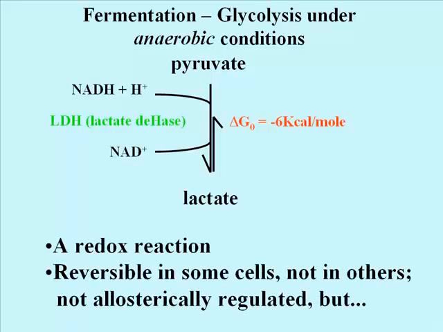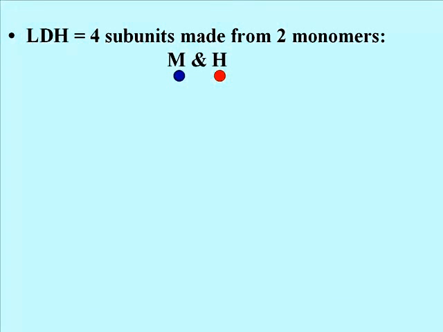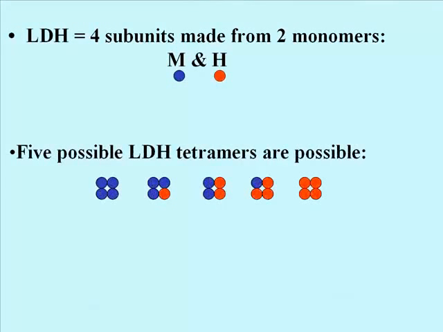The enzyme is not allosterically regulated, but it actually comes in different shapes, some of which are reversible and others less so, or in reality, never reversible. Let's look at this enzyme a bit further. LDH is actually a tetramer made of two different monomer polypeptides called M, as in Mary, and H. In theory, up to 5 different LDH tetramers could be assembled with these two monomers, as shown here. You could have 4 M's, or 3 M's and 1 H, or 2 M's and 2 H's, or 1 M and 3 H's, or just 4 H's.